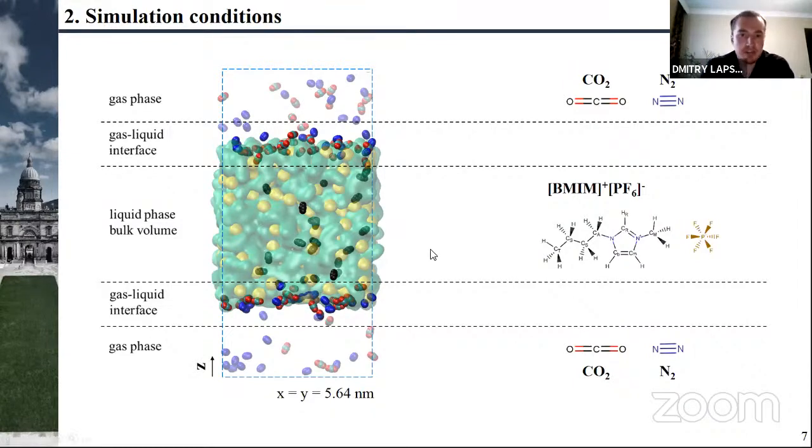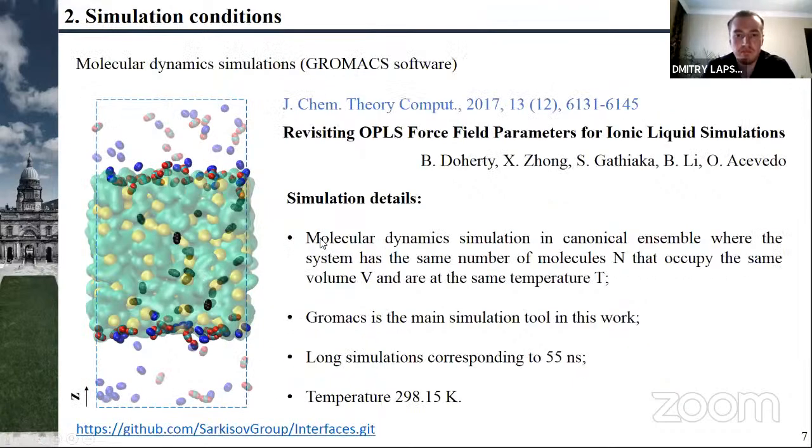We start our simulations with random distribution of gas molecules in free space, and then just let the system equilibrate. So we run long molecular dynamics simulations in a canonical ensemble where the system has the same number of particles that occupy a certain volume at a particular temperature. All molecular simulation details are taken from this paper, and simulation details can be found here using this link.